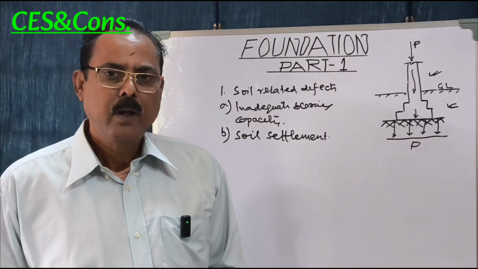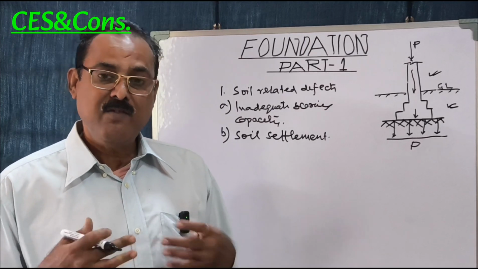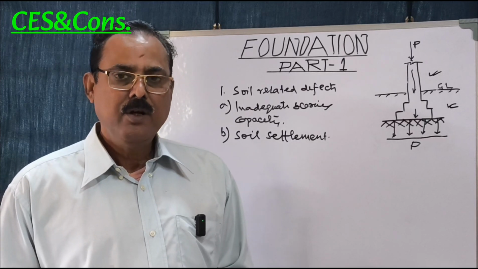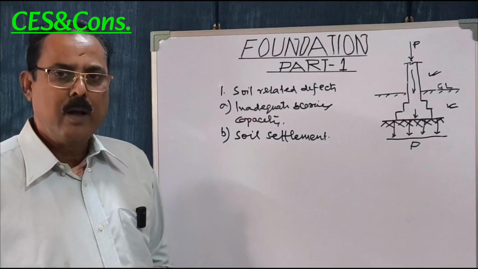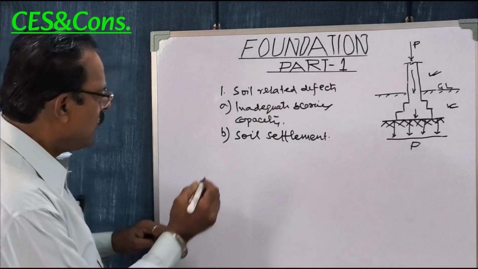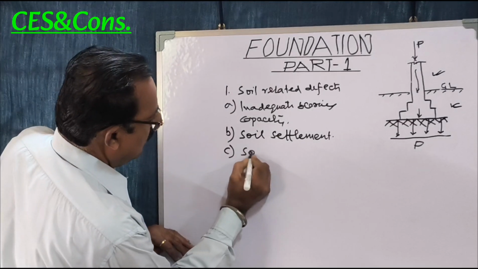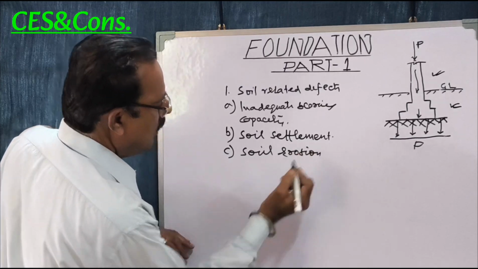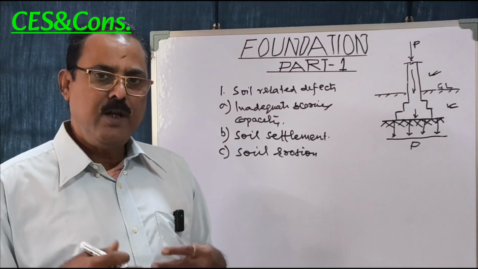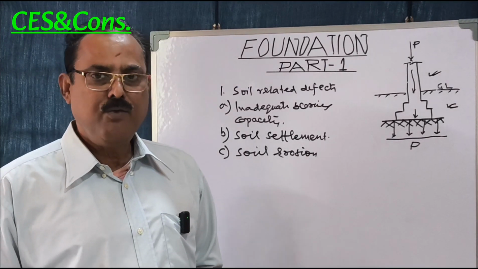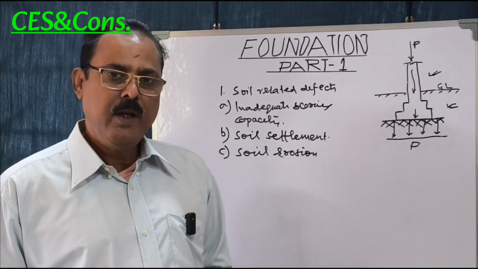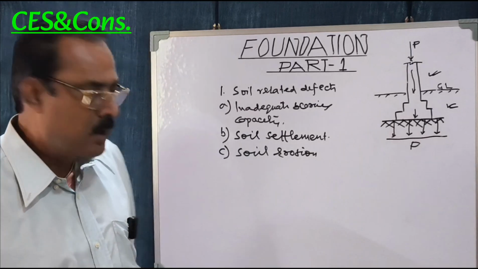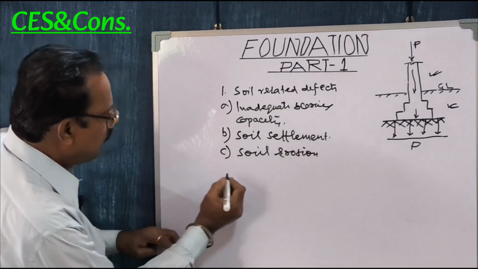Soil settlement. Unequal settlement or excessive settlement may lead to the foundation failing. Number three, soil erosion. If there is soil erosion due to the flow of water under the foundation, then that foundation may fail. Number four, black cotton soil or expansive soil.